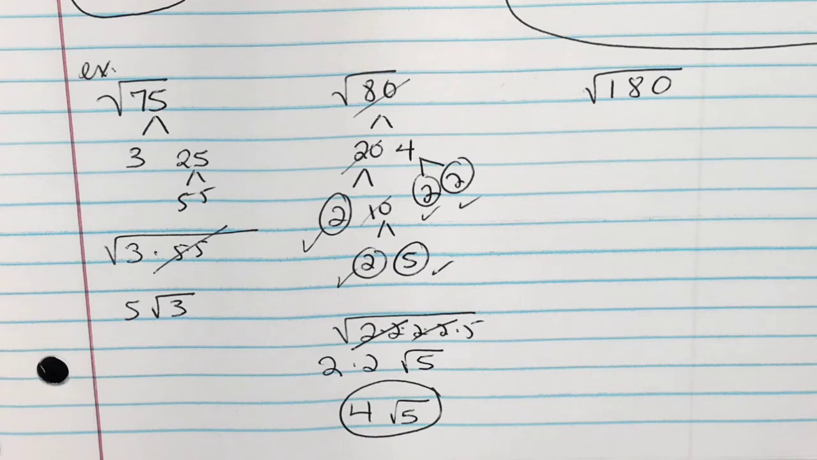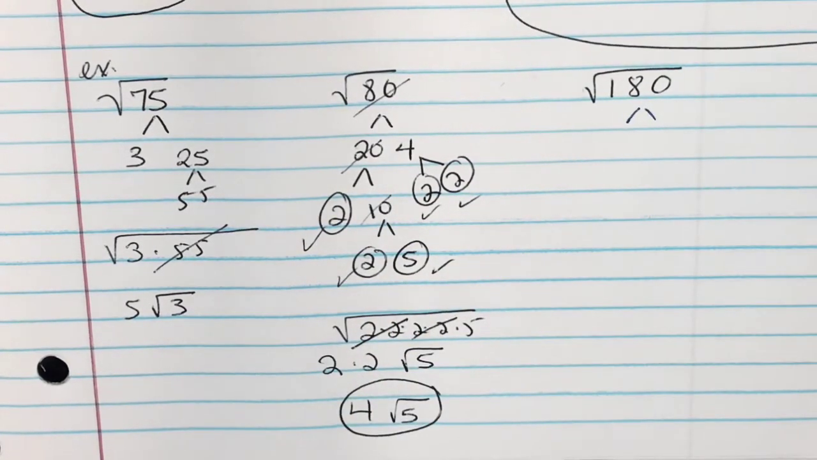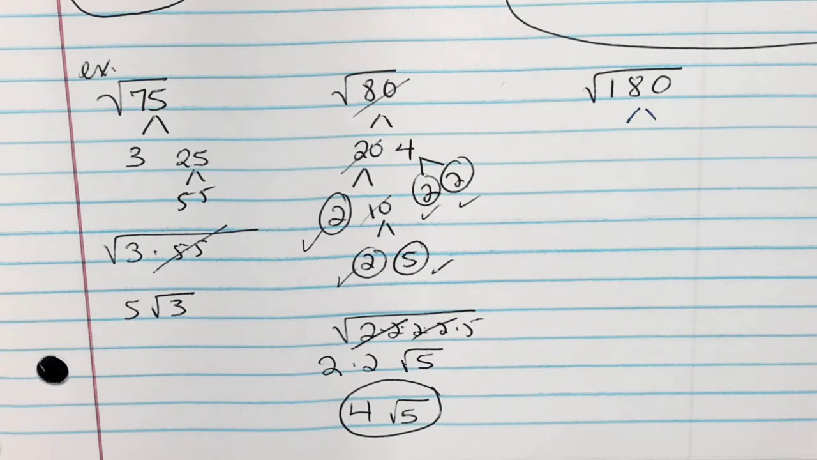So let's take a look at this square root of 180. Would someone help me out? How do you guys break down 180? Give me two numbers. You did 12 and 15. I never would have thought of those. What did anybody else choose? Say it again. 90 and 2. That could work.